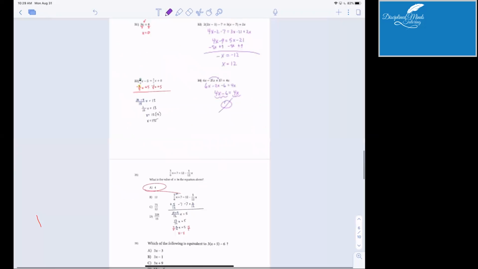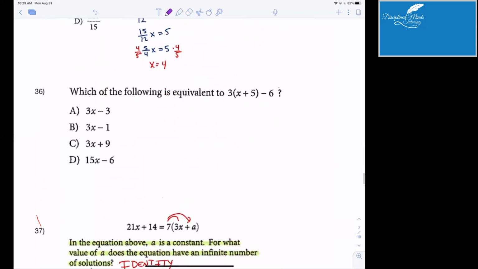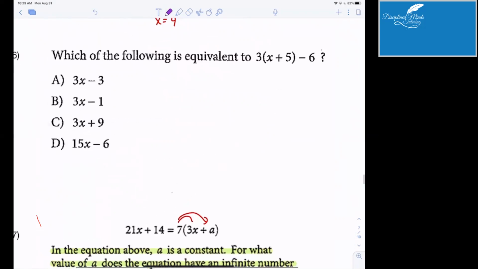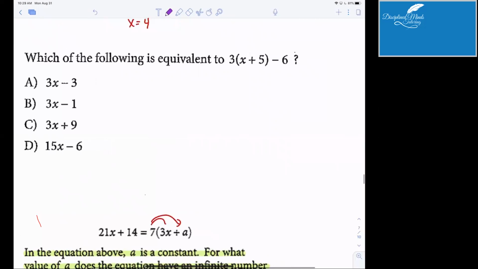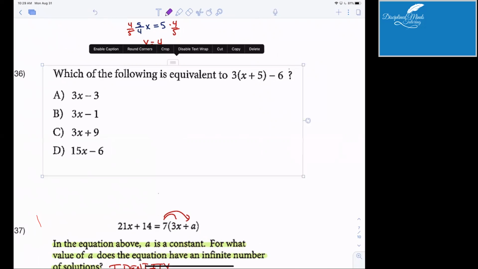All right, so now I want to take a look at 36. Now here it's just saying to simplify. So Oscar, what am I going to do? Oscar. Distribute. What do you get when you distribute?